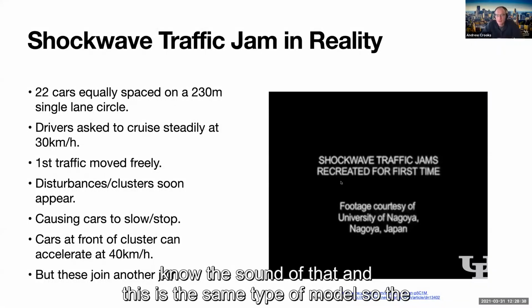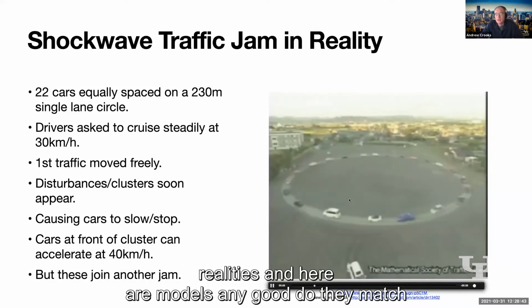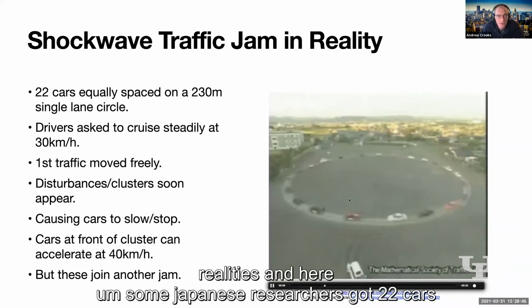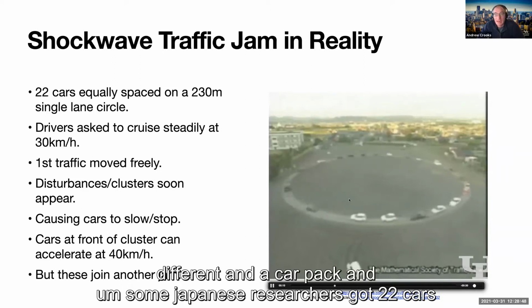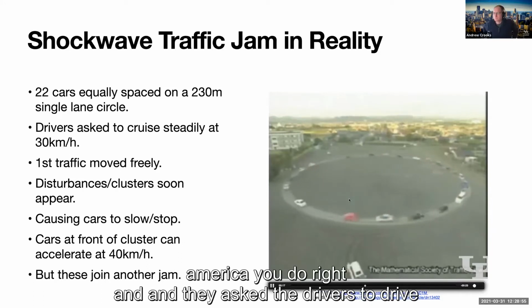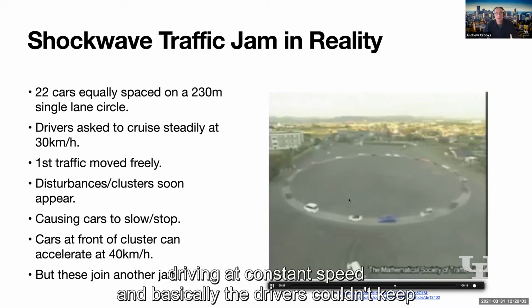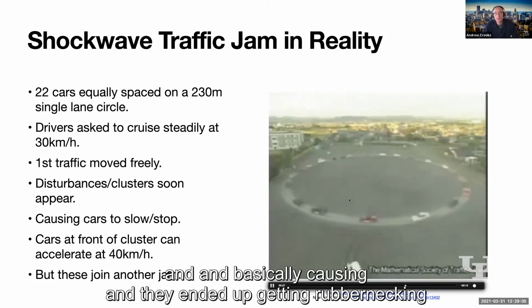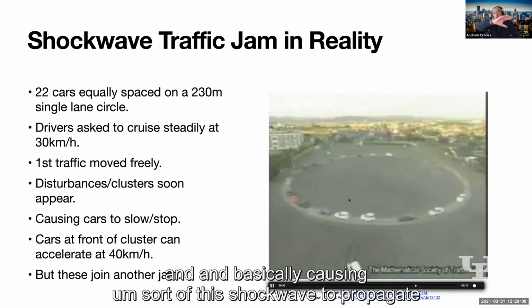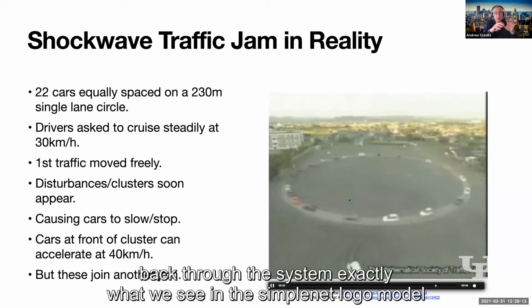This is the same type of model. So the idea is, are models any good? Do they match reality? Here, some Japanese researchers got 22 cars and a car park, and I forget, do you call them car parks in America? You do, right? And they asked the drivers to drive around at a constant speed, and basically the drivers couldn't keep driving at a constant speed, and they ended up getting rubbernecking and causing this shockwave to propagate back through the system, exactly what we see in the simple NetLogo model.